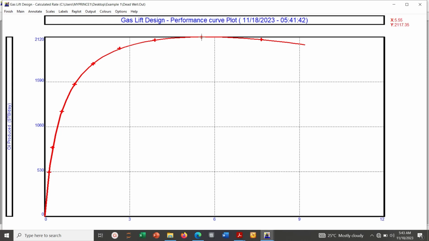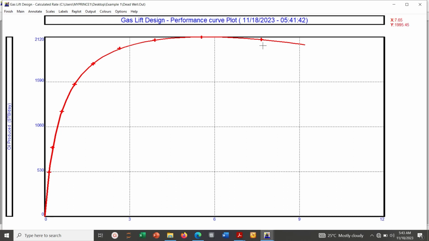Any further increments at this point will rather reduce the oil production. So after this point, despite the rate of gas injection, it will not increase the production or oil rate. It will rather reduce the oil rate. So this point is called the optimal unconstrained gas lift injection rate.